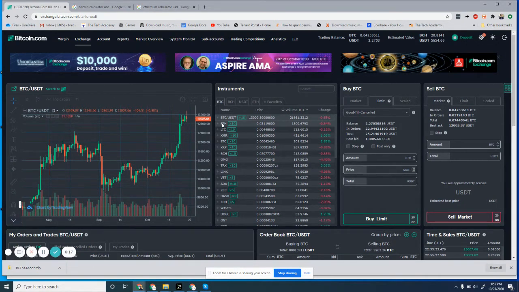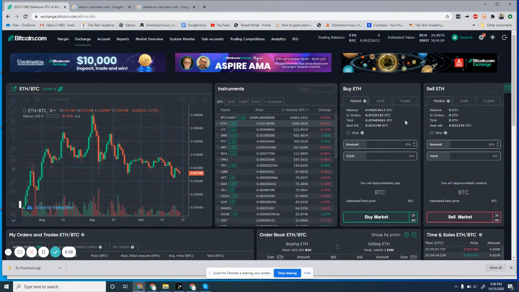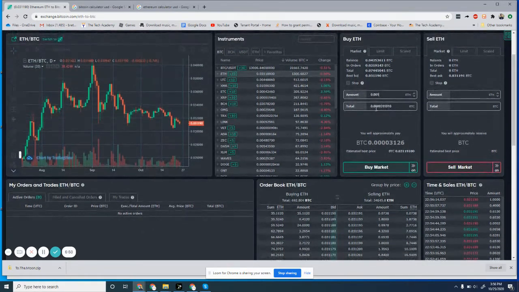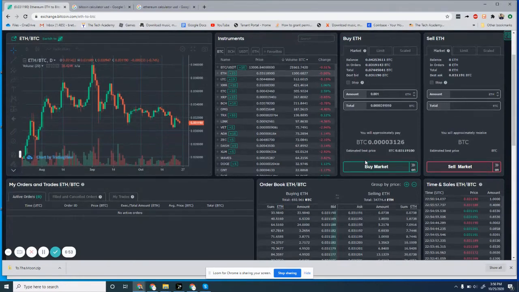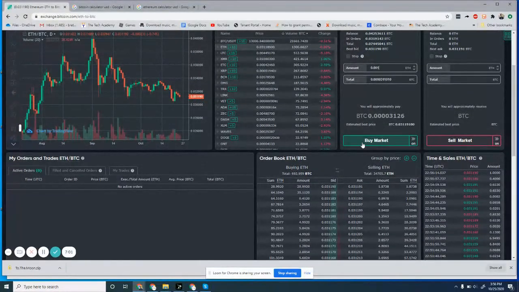Let's click on this one again. Let's say I want some Ethereum. Well, what I'm going to do is click this tab here, Market, and I will say I want 0.001 Ethereum. And it tells me that will cost about this much Bitcoin, because it's automatically going to try to give me the best trading price or the best going rate. And so I can hit, let's go ahead and do that. I'll hit buy market. Your buy market order was placed.